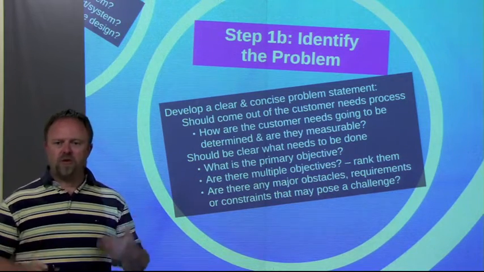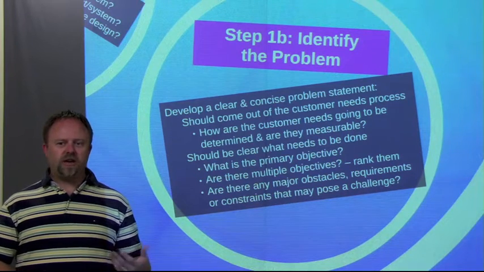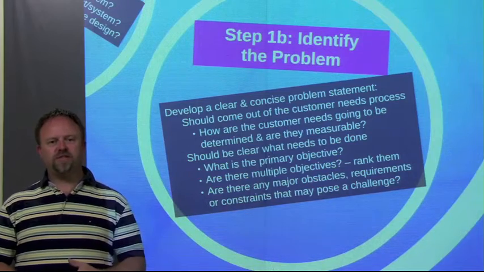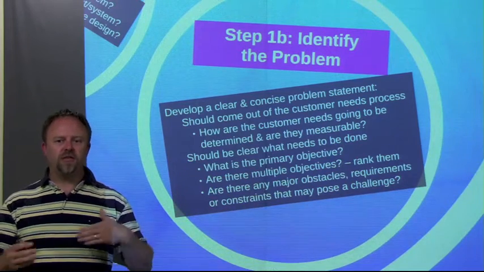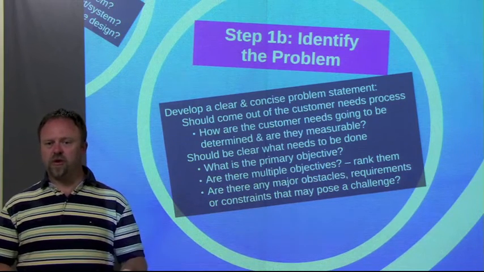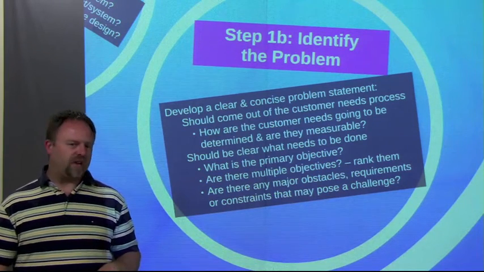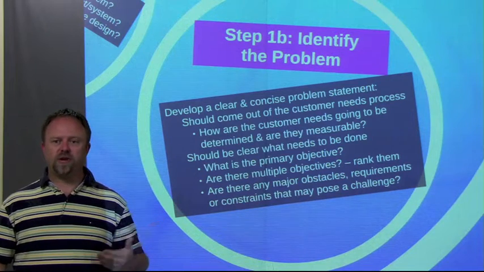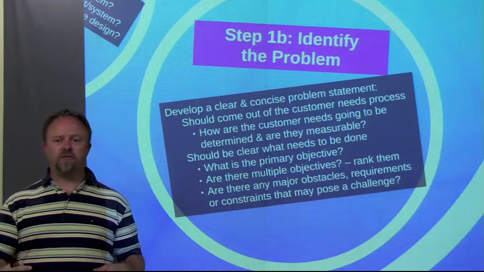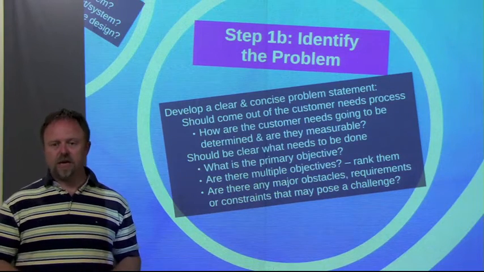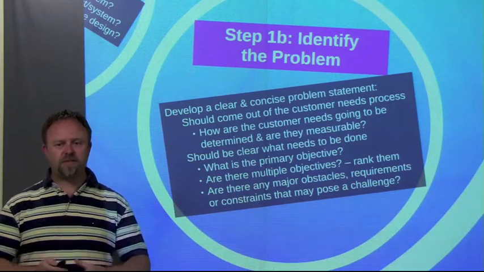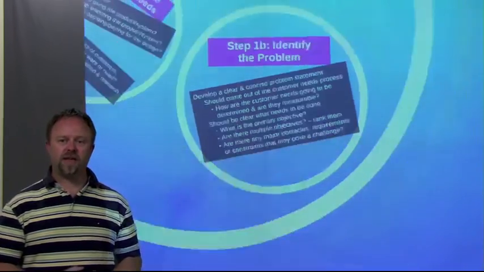So how are we going to measure our goals and our criteria? We have to determine that. We have to determine what the objectives are, what is the first objective we're trying to meet. There could be other objectives, and we can rank those to determine which is the most important. And there could be other obstacles, constraints that we have to consider when we're designing it to make sure that we're going to make a good design in the end. Some of these things may be challenging to solve. So we have to identify the problem and set up some of these criteria at the beginning.